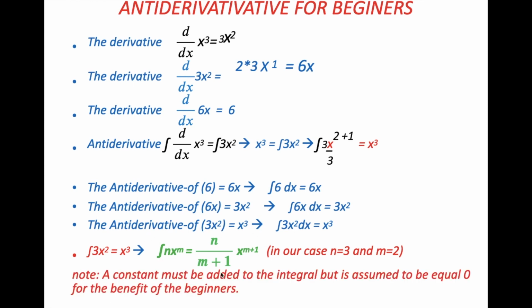Note, a constant must be added to the integral, but it is assumed to be equal to 0 for the benefit of beginners. This will be explained in further videos. The green equation is a simplified formula for integration. As we said, the green equation will find any integration, which is also known as antiderivative.